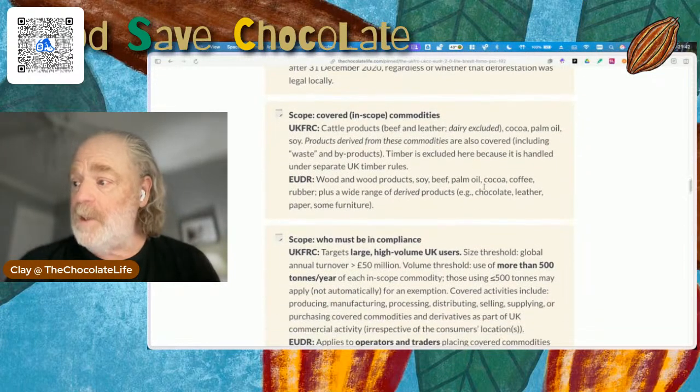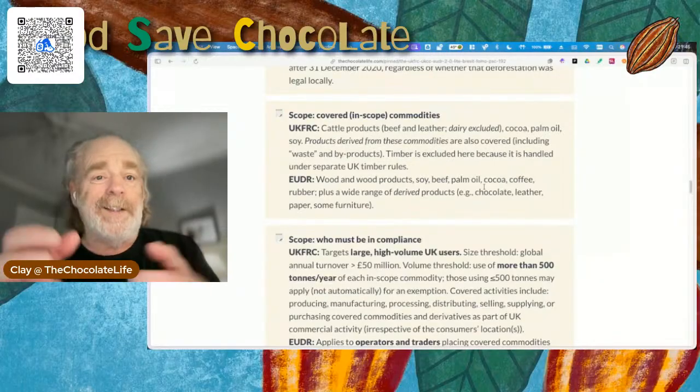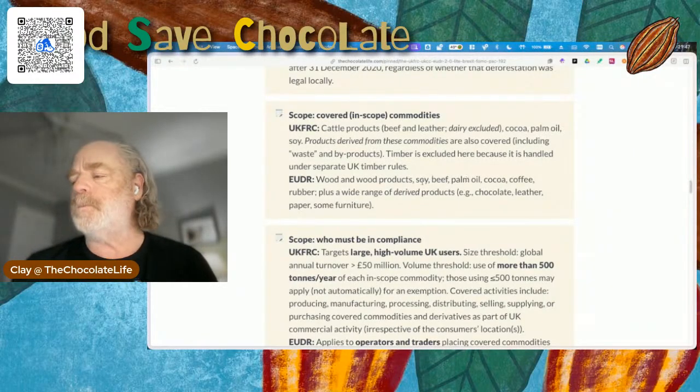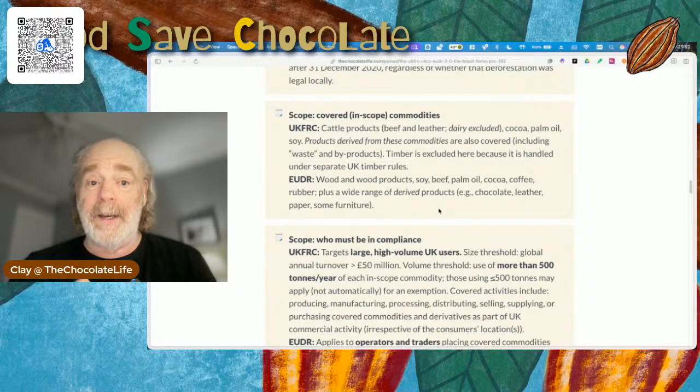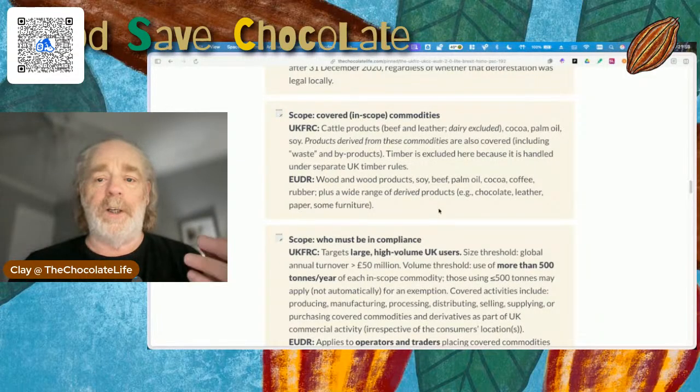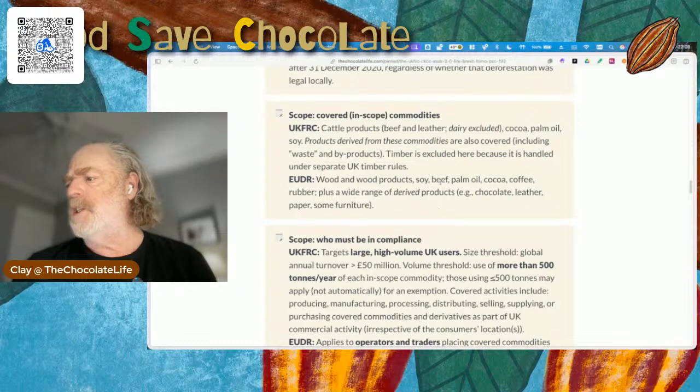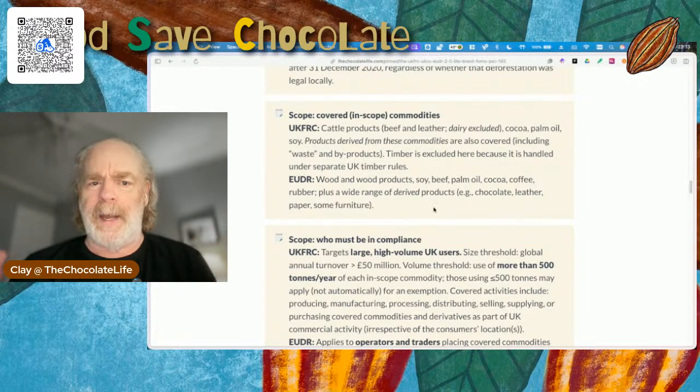So there are some differences in terms of what the covered or in-scope commodities are going to be. The UKFRC says cattle products, beef, leather, but not dairy. So if I'm running a huge dairy operation in Brazil on deforested land, that's okay, right? But it might not be okay. So it says beef, and so cattle products, beef, and derivatives, it's not ambiguity in the legislation, right?